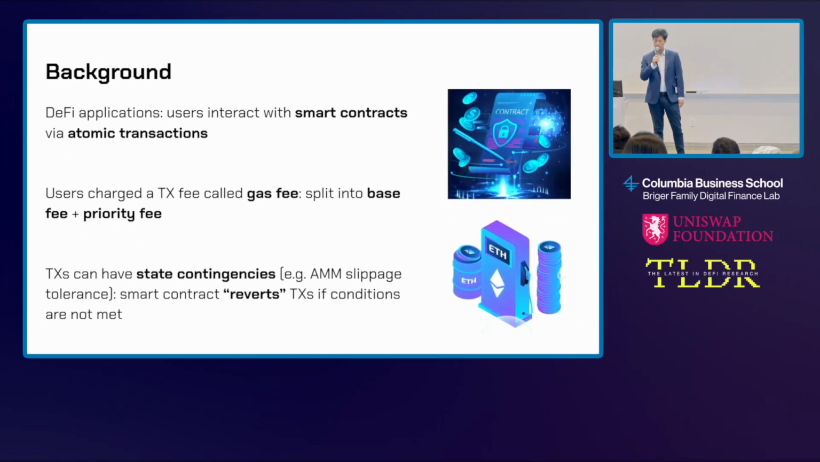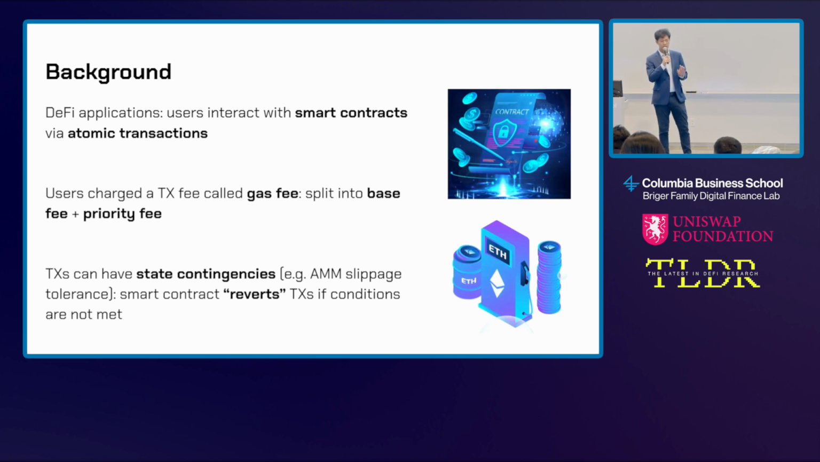So I think most people here are familiar with this, so I'll just go through it fairly quickly. On DeFi applications, users are interacting with smart contracts via atomic transactions. And for each transaction, a user is charged a fee called a gas fee that can be split into a base fee and a priority fee.